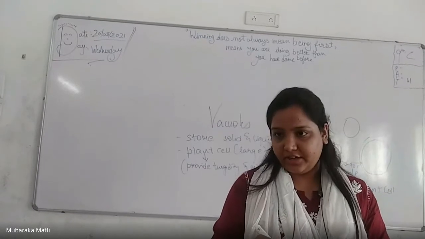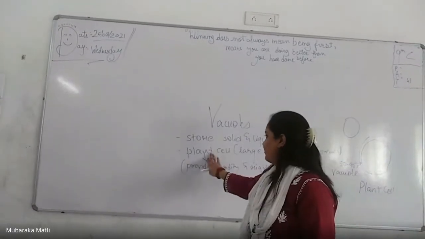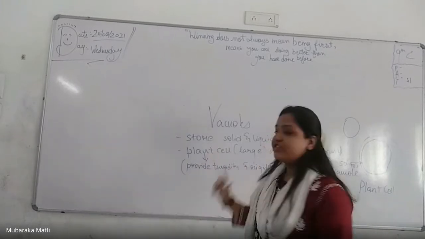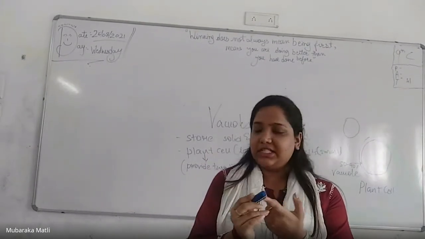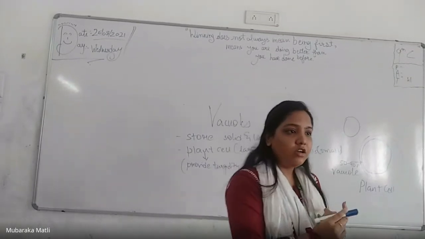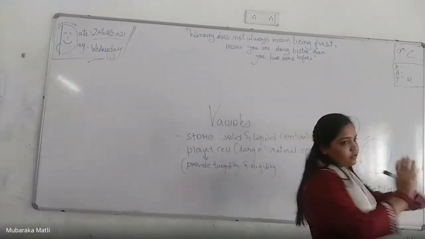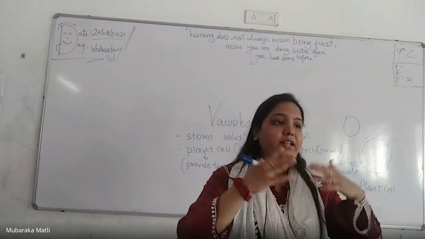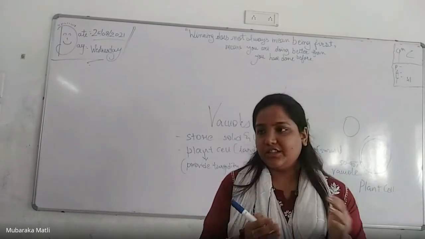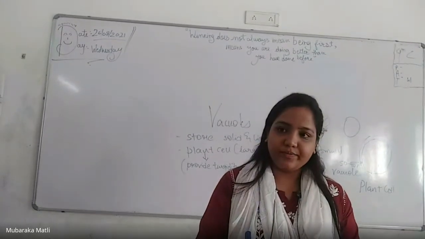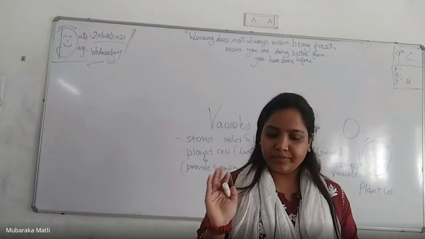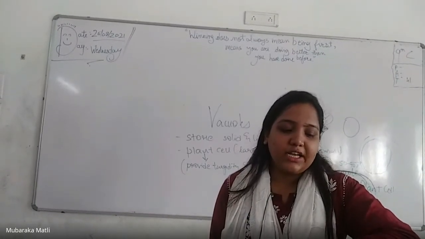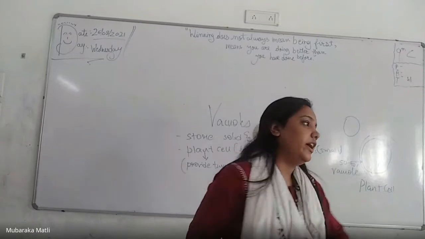Vacuoles in plant cell provide turgidity and rigidity to the plant cell. Rigidity means hardness, it makes the cell strong, and turgidity means it keeps the cell in round shape. Vacuoles help to keep the cell in shape. That is called turgidity. Understood? Third point done.